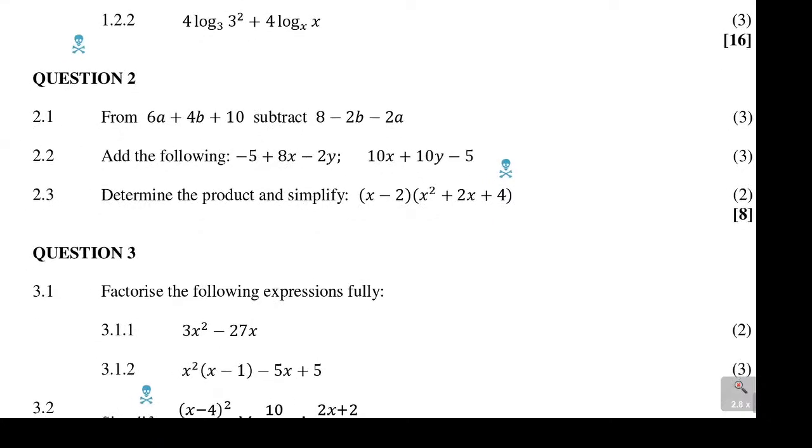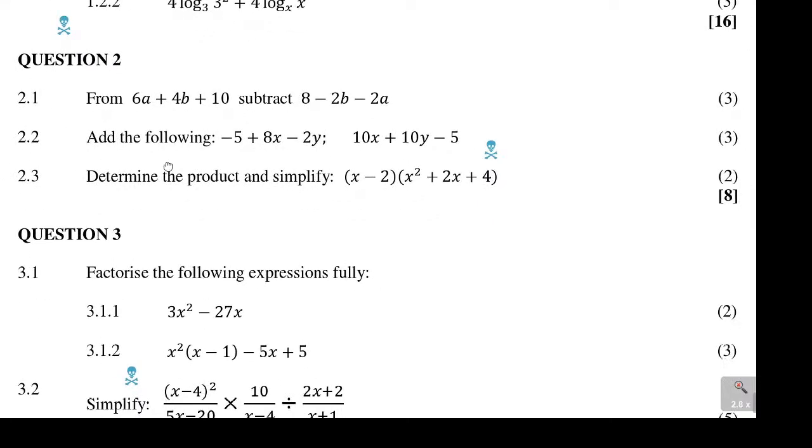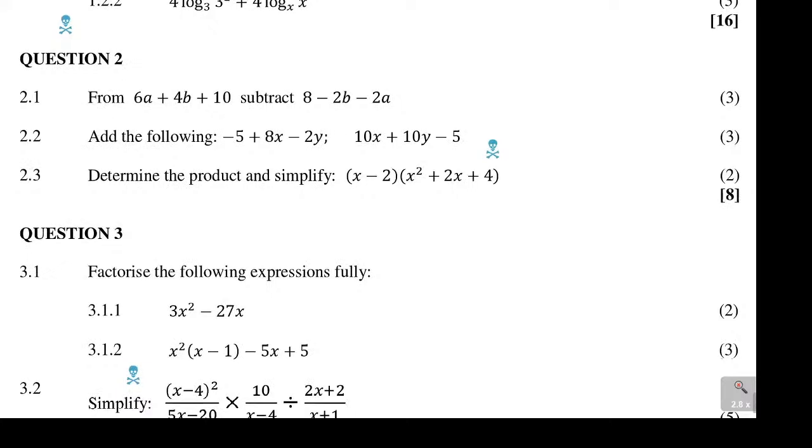Question 2.1 says 3 marks there. It says from this, subtract this from. The moment they say from, you identify what is the starting point. So from means start. So we start from 6a plus 4b plus 10.